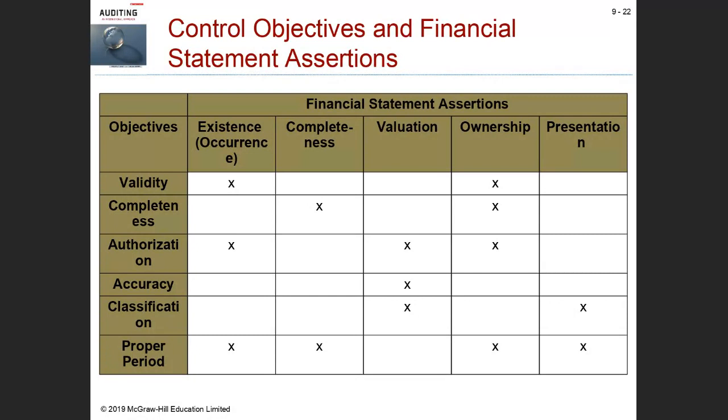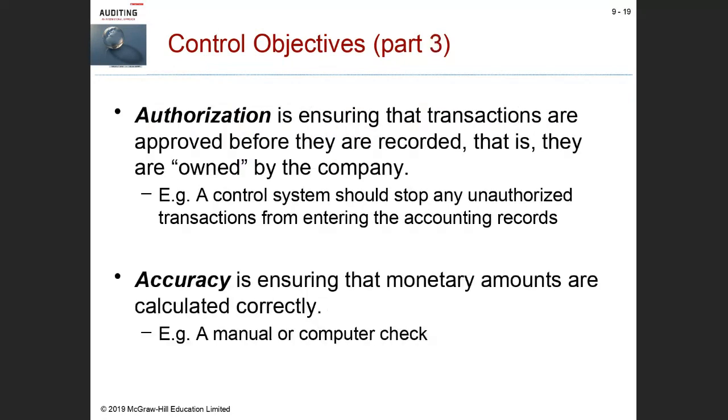On the left-hand column, you'll see it says objectives. These are the objectives of an internal control system. And you see validity, completeness, authorization, accuracy, classification, proper period. So these are the objectives of an internal control system. Why do we have these objectives? It's to prevent, detect, and correct errors. So let's go back a few PowerPoints. We'll just look at the detailed wording.